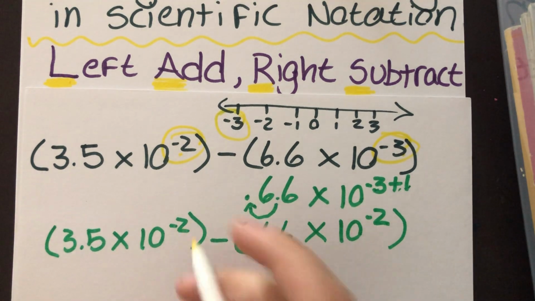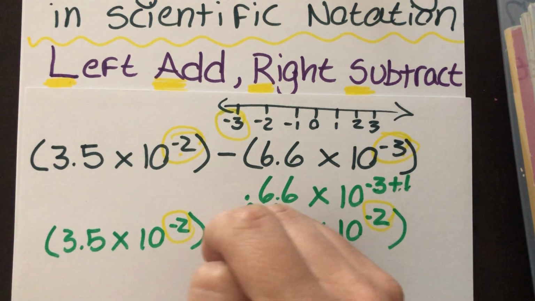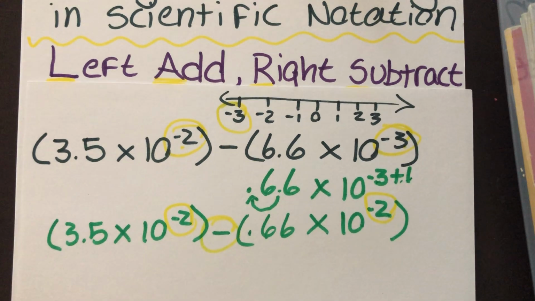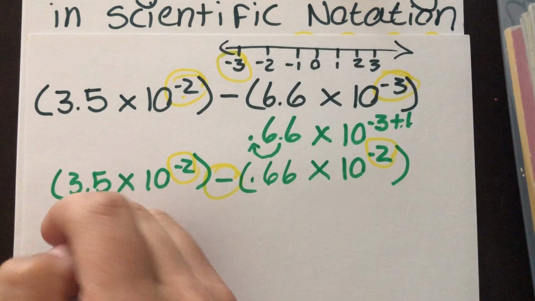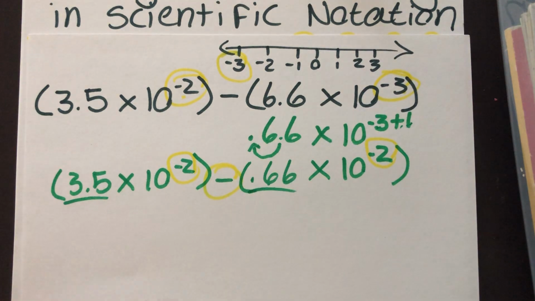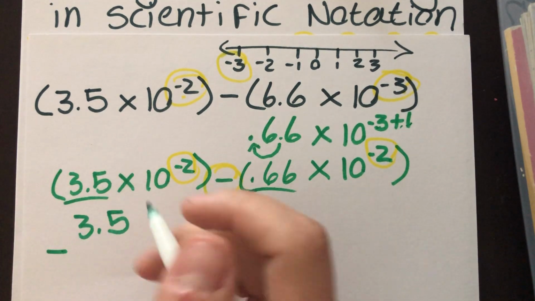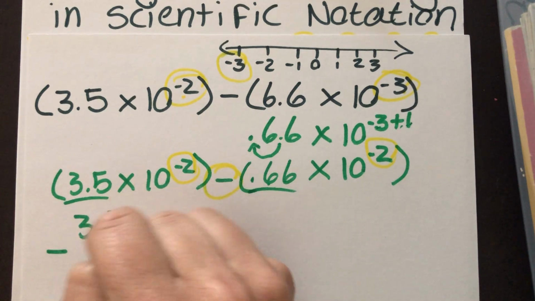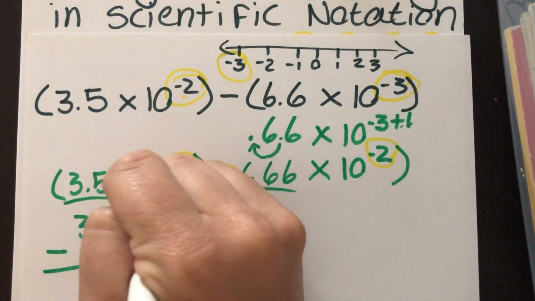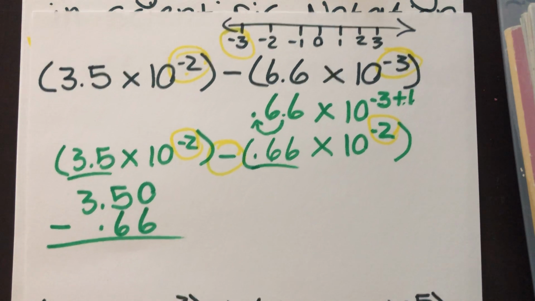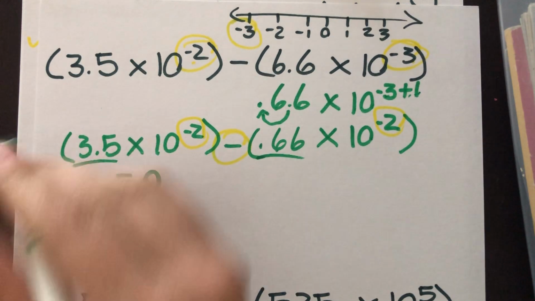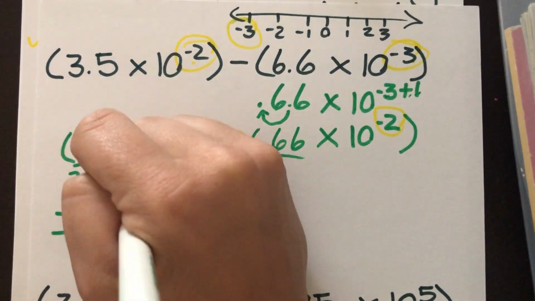Now our exponents are the same, so we can go ahead and subtract our coefficients. So I'm going to subtract these coefficients here. 3.5 minus 0.66. Now I'm going to have to do some borrowing in order to do this. I need to go all the way over here and borrow from our 3.